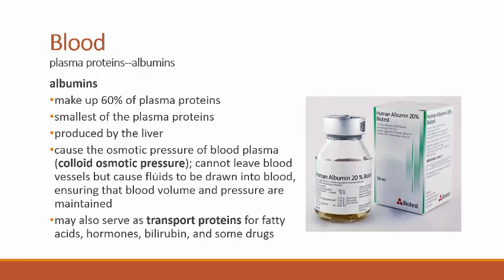Bilirubin is attached to a transport protein, so it winds up at a very specific place. The same with iron. It's attached to a transport protein so that it can be picked up in the red bone marrow, so that we can recycle it into red blood cells. And some drugs may also require a transport protein to be moved around in the blood.